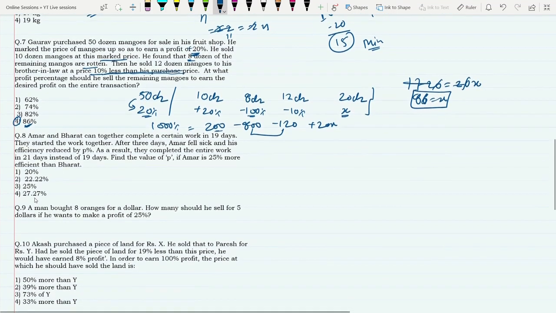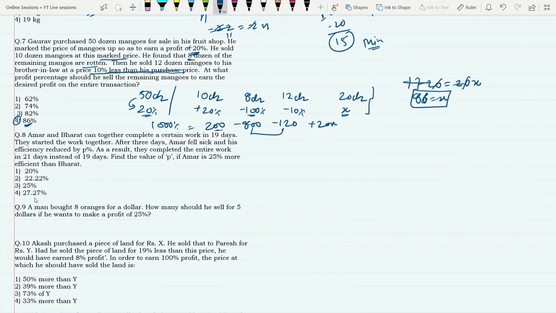Amar and Bharat together can complete a piece of work in 19 days. They started working together. After 3 days, Amar fell ill and his efficiency reduced by P percent. As a result, they completed the entire work in 21 days instead of 19 days. Find the value of P if Amar is 25% more efficient than Bharat.